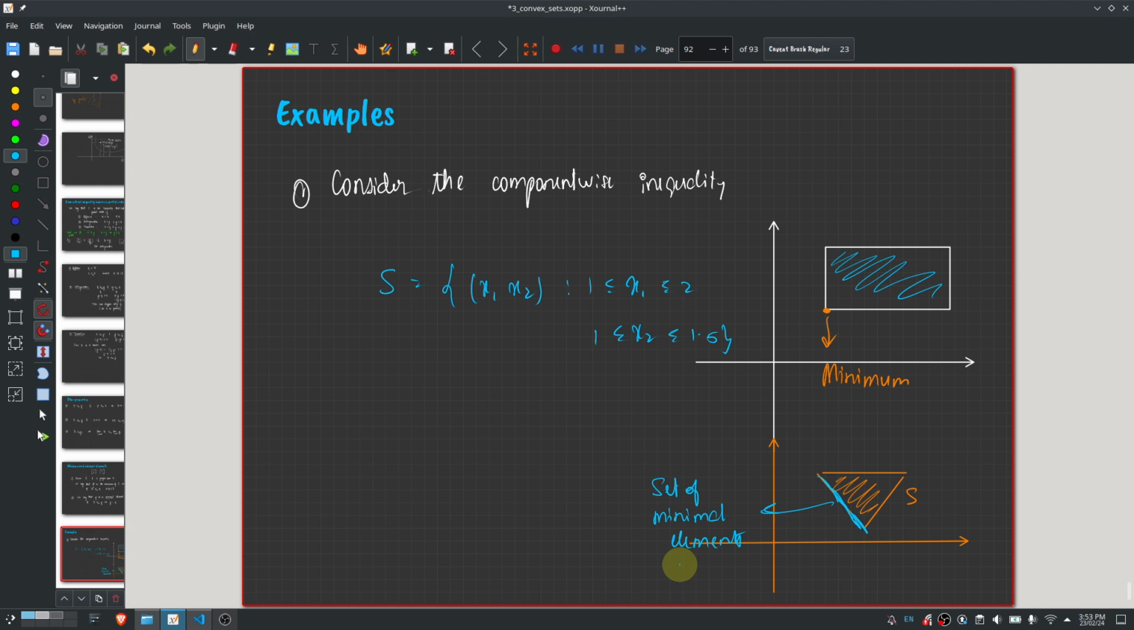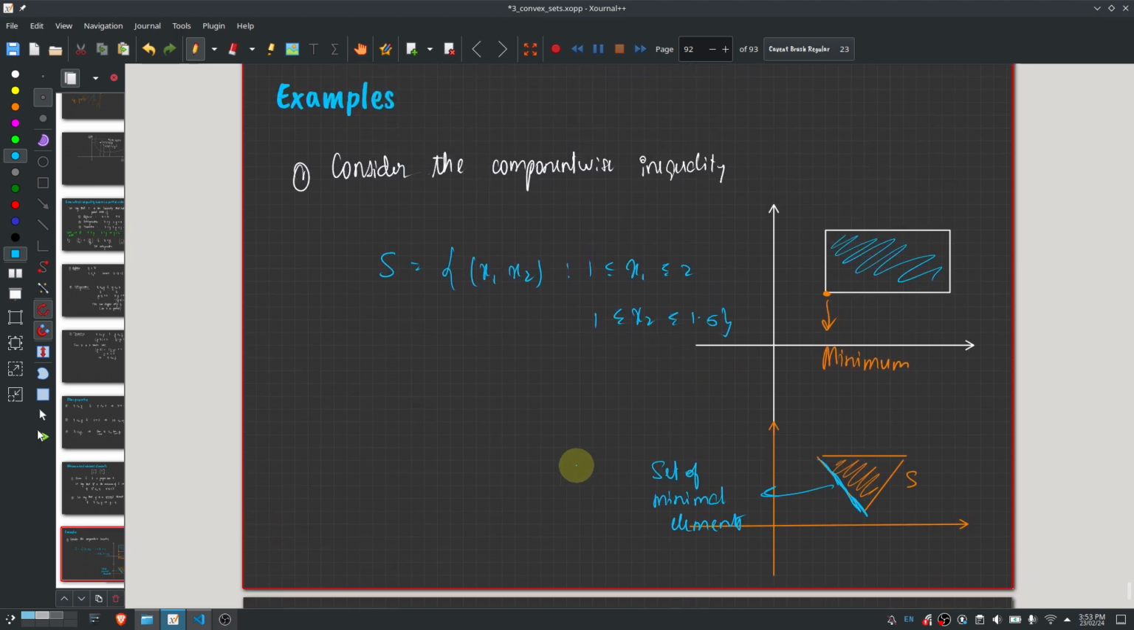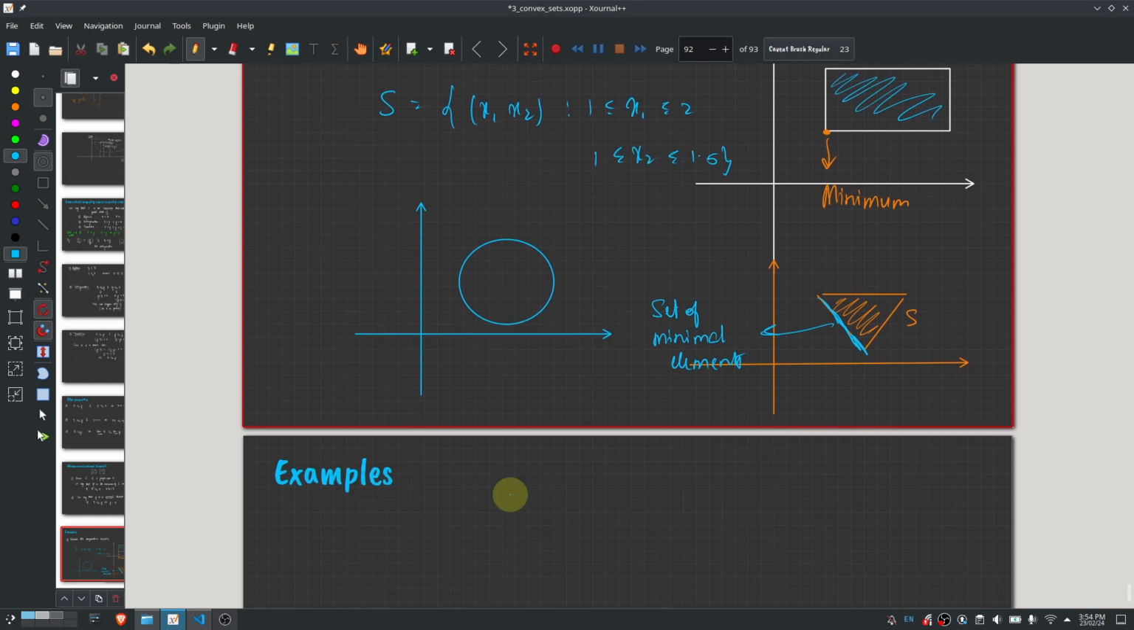So here's another exercise under the same component-wise inequality. Consider, let's say, a circle, or a circular region. Find the set of all minimal elements of this particular set. Does this have a minimum? Think about it. As it turns out, this will not have a unique minimum, but you should be able to find a set of minimal elements. Just think about it later.